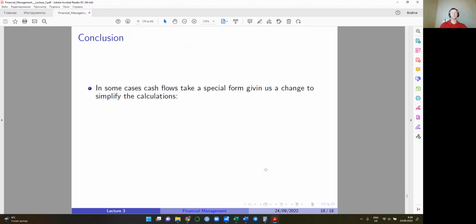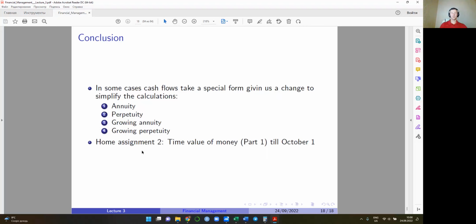Yeah. So, conclusion. In some cases, cash flows take a special form, giving us a chance to simplify the calculations. Annuity, perpetuity, growing perpetuity. You can either abstract from some specific situations and model your cash flow as one of these 4 types, or the practice itself tells that you need to apply one of these models, for example, in the case of a mortgage loan.